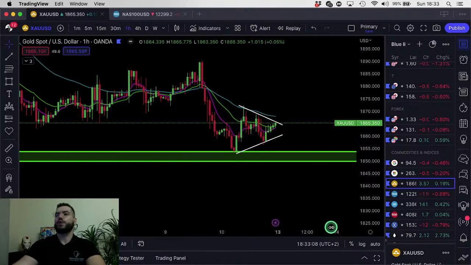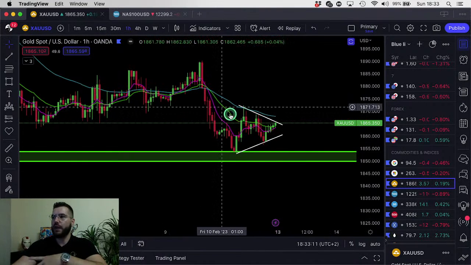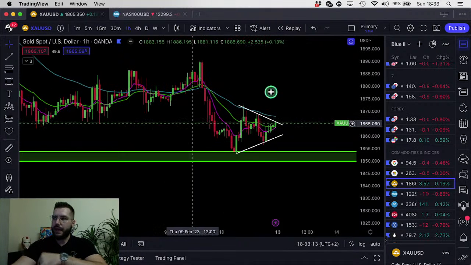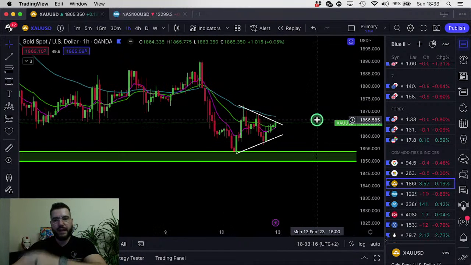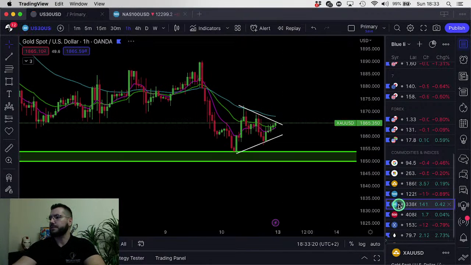Okay, but in general, that is my analysis on this. I'm waiting for a clean break, a retest on our dynamic support, which is our EMAs, and then we can trade from there onwards. Sorry, wrong chart.